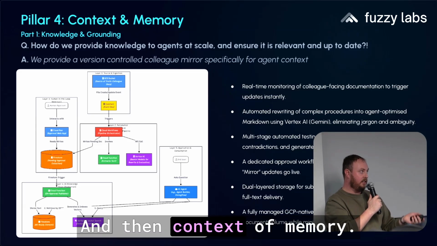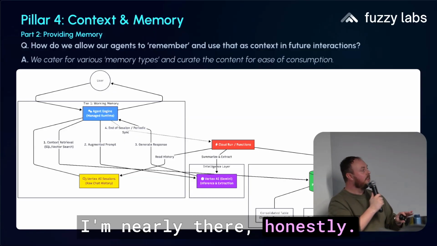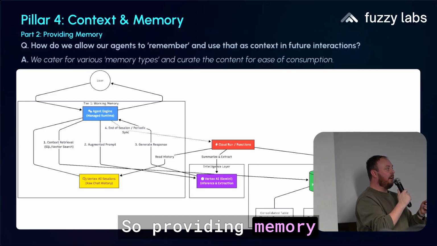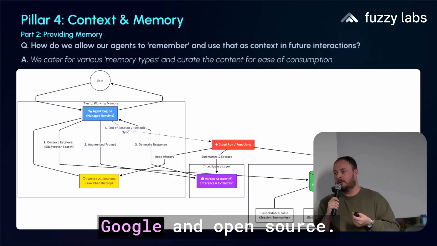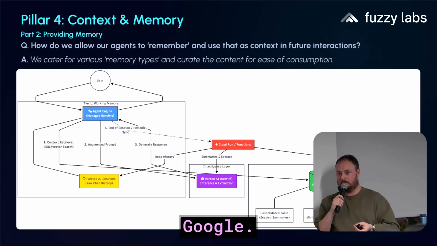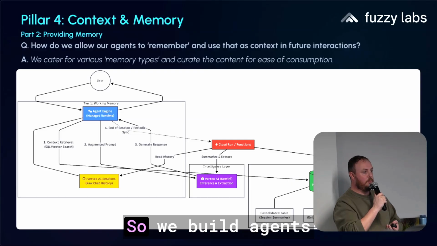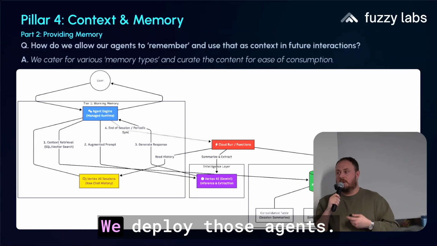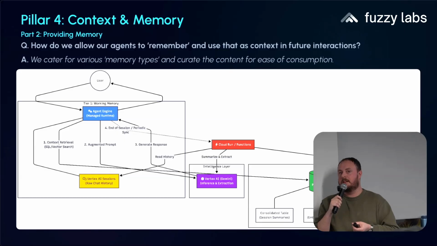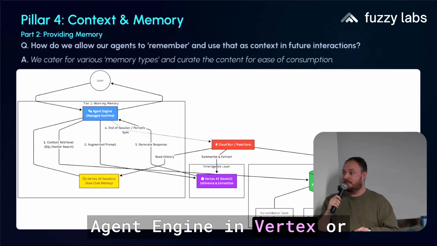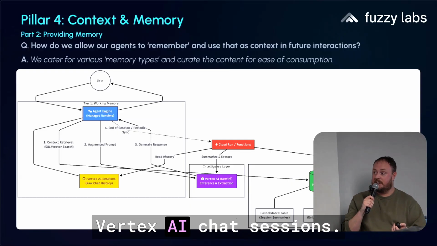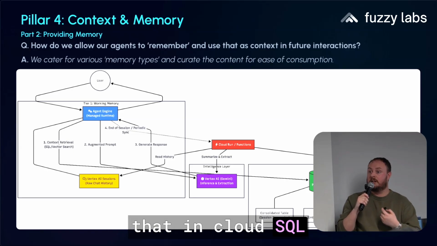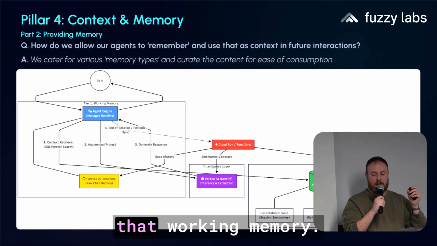And then context and memory. I'm nearly there, honestly. So providing memory. I mentioned our stack. We are a mixture of Google and open source. So we build agents using Google ADK. We deploy those agents, at the moment, into GKE. We're putting them in Agent Engine in Vertex, so Vertex AI Agent Engine. We're going to use chat sessions that come with Vertex AI, so we're not managing that in Cloud SQL. But that manages that working memory.